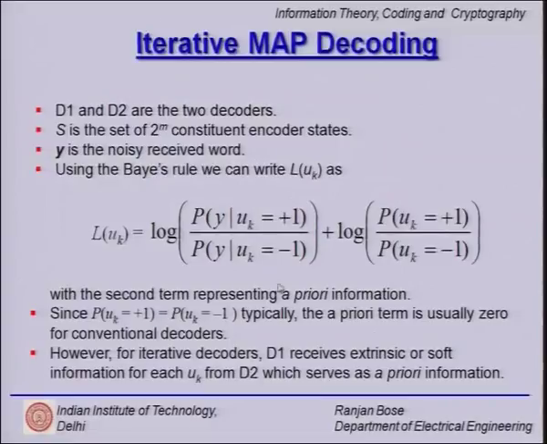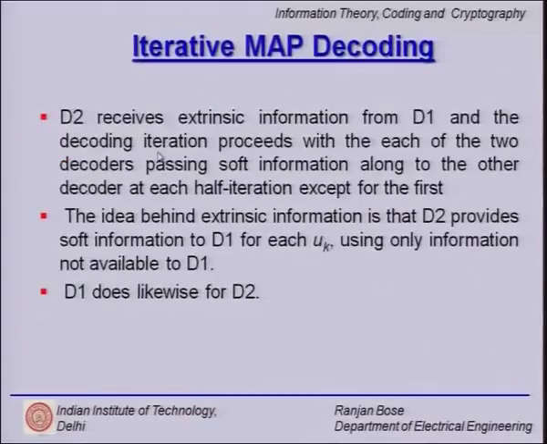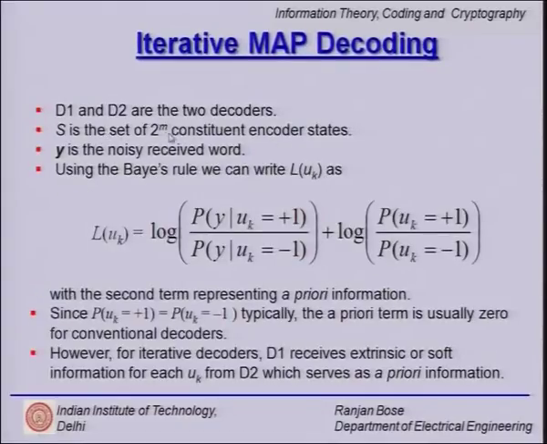Again, we will have to use some kind of likelihood function. D1 and D2 are 2 decoders, and S is the set of 2^m constituent encoder states; the y vector is the noisy received word. Then we can use the Bayes rule to write L(u_k) as follows, with the second term representing the a priori information. Since the probability of u_k being 1 and u_k equal to minus 1 is typically equal, the a priori term is usually 0 for convolutional decoders.